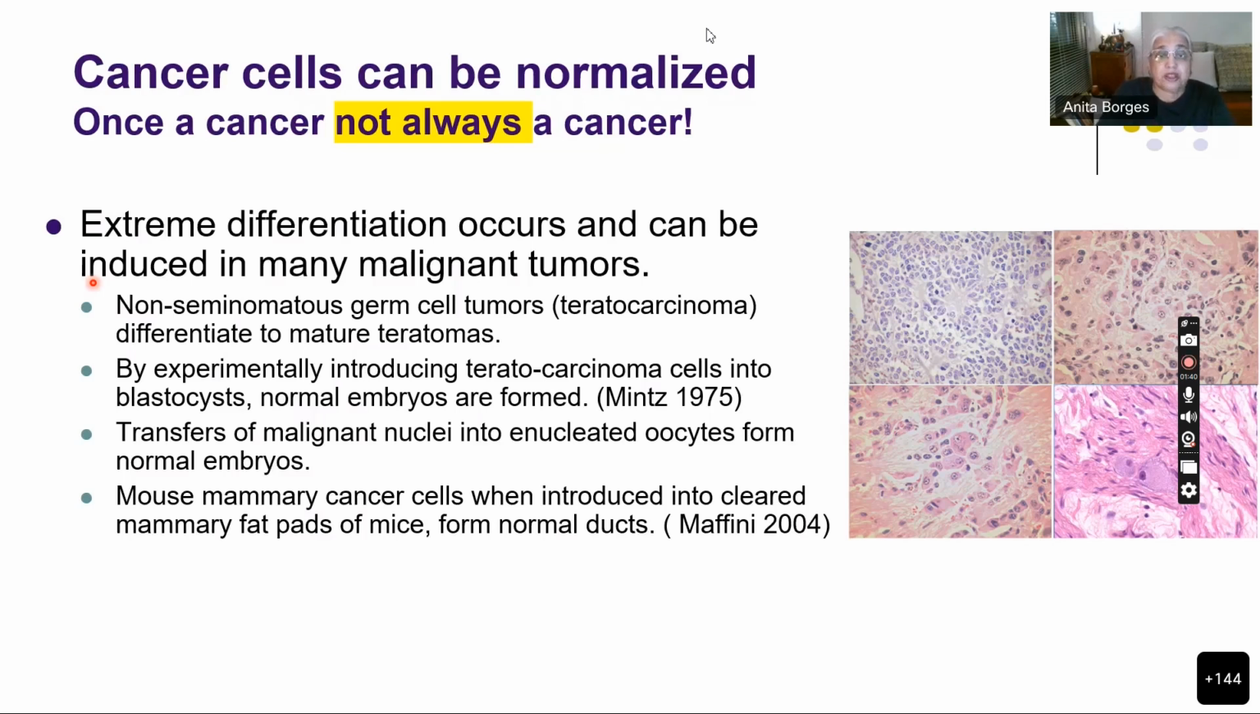Okay, and here you have the last example. You take mouse mammary cancer cells. They are cancer cells. There's no doubt about that, because they come from a cancer that would otherwise have killed the mouse. Then you take them to another mouse and you clear the mammary fat pad. You take out all the epithelium from that fat pad and just leave the stroma. And you put those mammary cancer cells in there, and what happens? It forms normal ducts. The cancer just disappears.